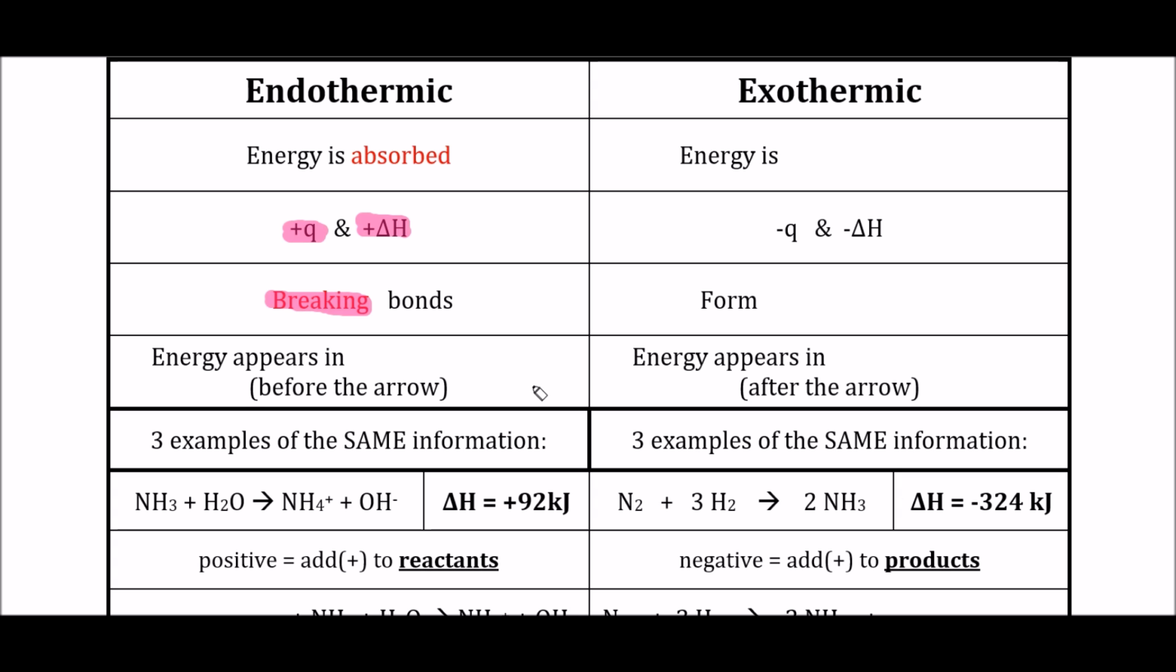It's kind of like two magnets. If you were to take two magnets apart, you have to put energy into breaking those magnets apart. Now, if a reaction requires energy to start, energy appears in the reactant side of the chemical reaction. So let's put that in there. We're going to put the reactants in there.